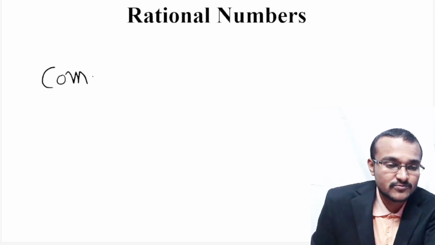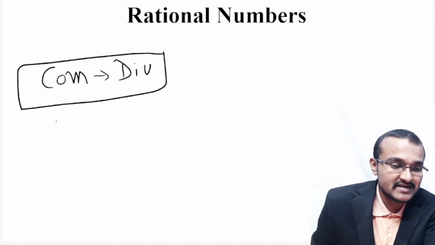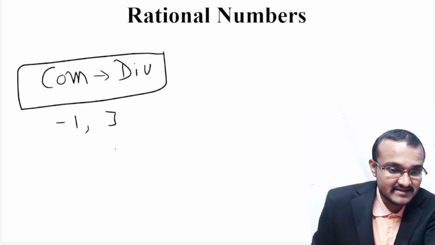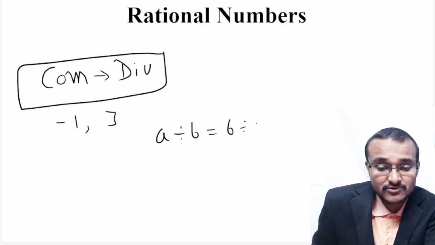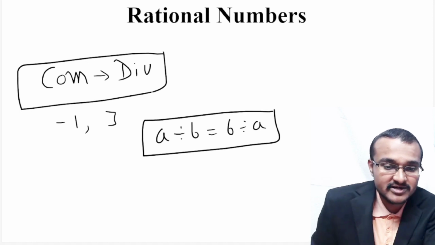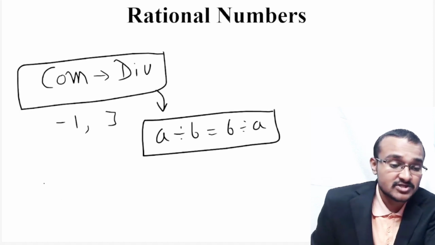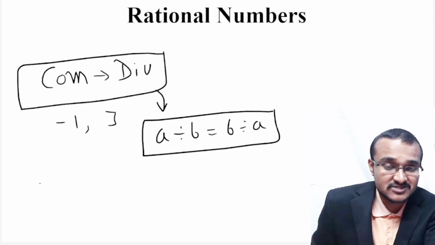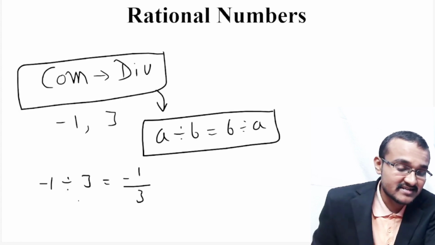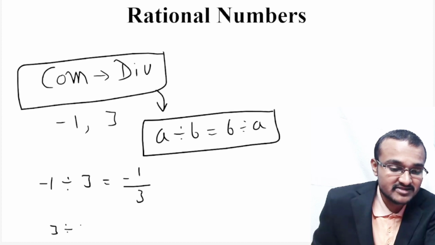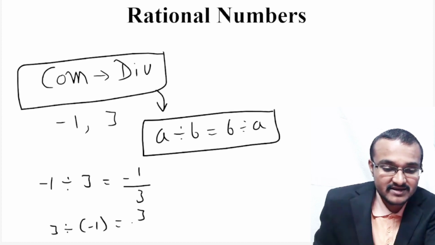Similarly, if you consider commutative property for division for these particular integers, then also I'll take the same example, minus 1 and 3. If a divided by b should be equal to b divided by a, only when this condition is satisfied will the commutative property under division be satisfied. Now I have considered two integers, that is minus 1 and 3. So minus 1 divided by 3 is equal to minus 1 by 3. I'll just interchange the position of a and b. So now it will become 3 divided by minus 1. So here 3 divided by minus 1 will be minus 3 by 1.